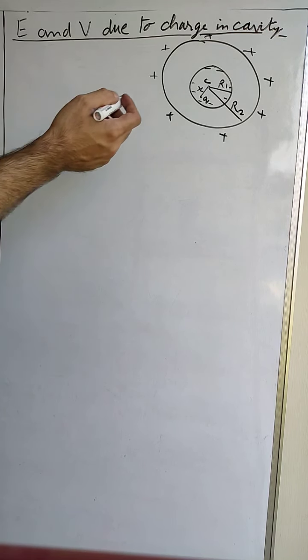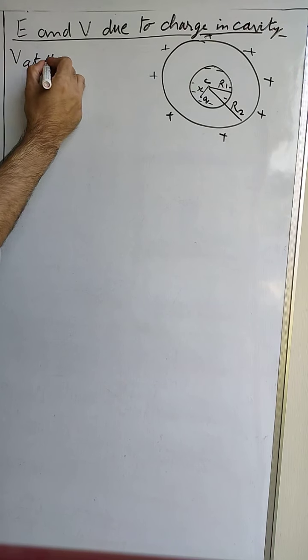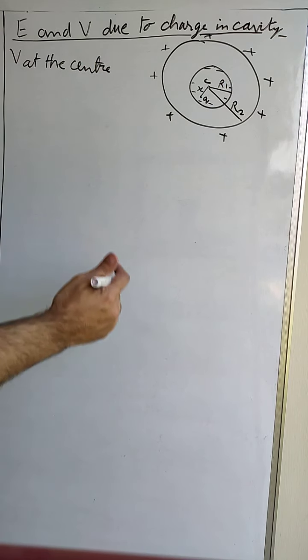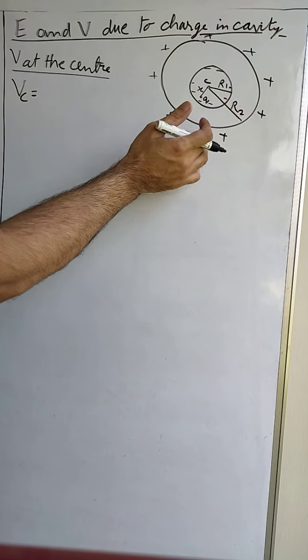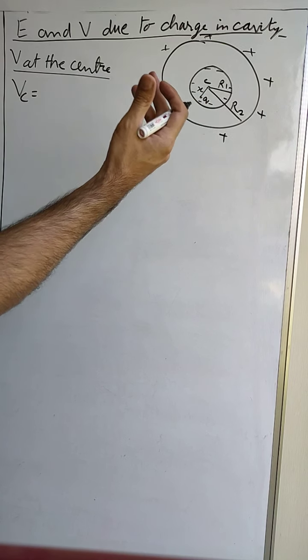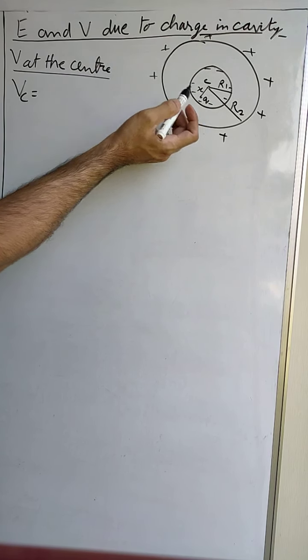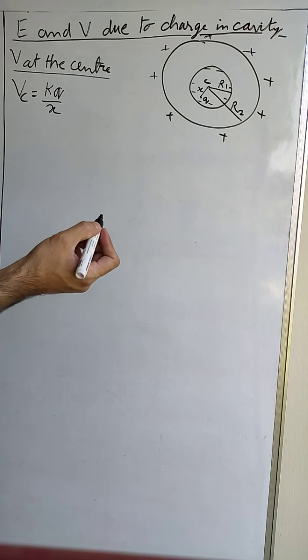Now potential at the center, first let's calculate V at the center of cavity or center of the shell, whatever you can say. V at the center, let us say VC, will be because of the following charges. First charge, the first charge that will create the potential at the center will be this plus Q charge. Now since it is at a distance x, we can write this as KQ by x.